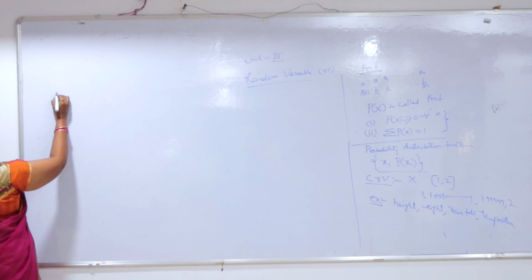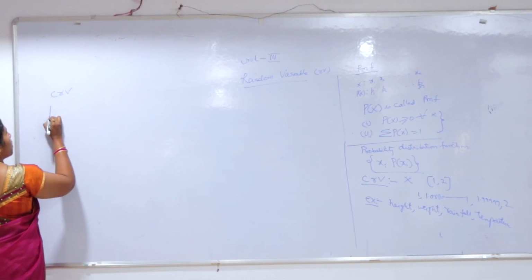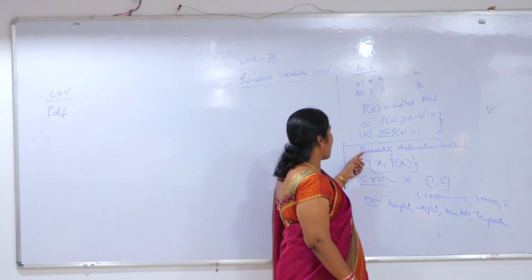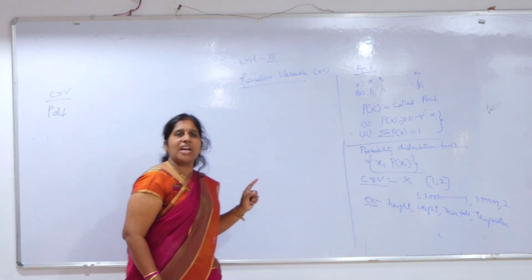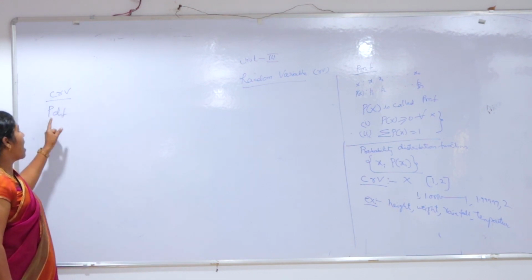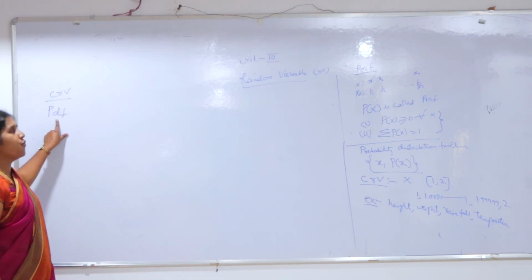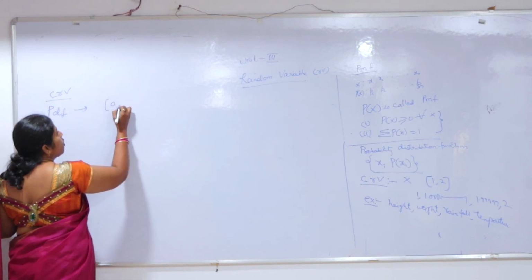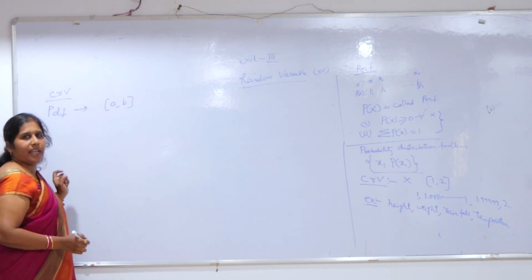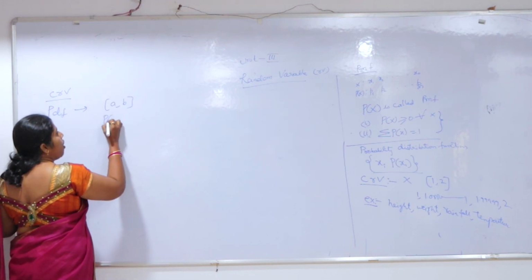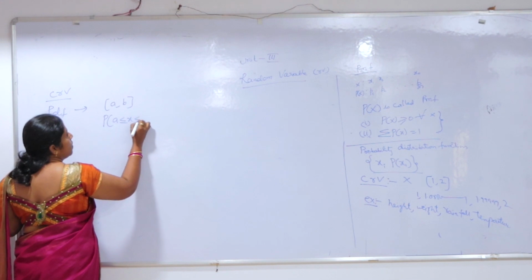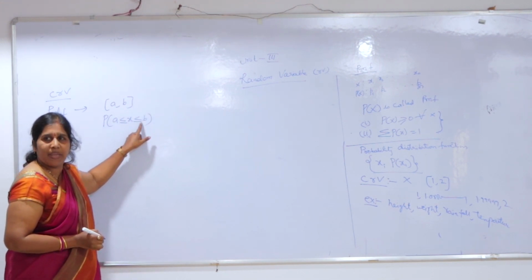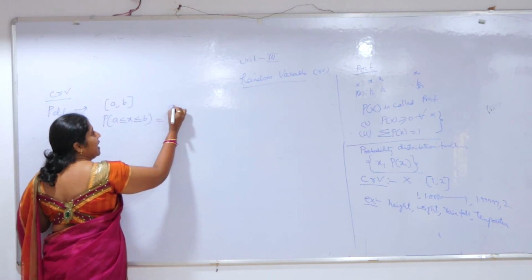So for continuous random variable, you have probability density function. For discrete random variable, you have probability mass function. For continuous random variable, you will be having probability density function. So probability density function is defined between two values a and b. Then it can be written as P of a less than or equal to x less than or equal to b. So x is taking values between a and b, and this can be written as integral.